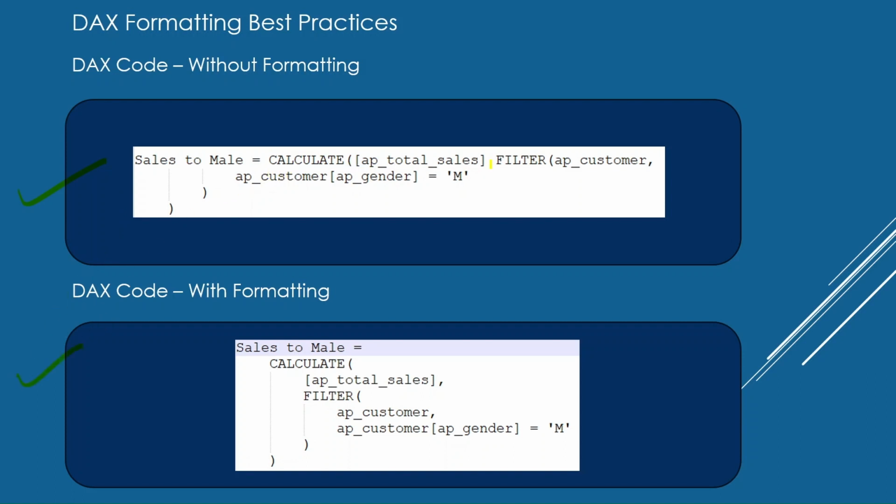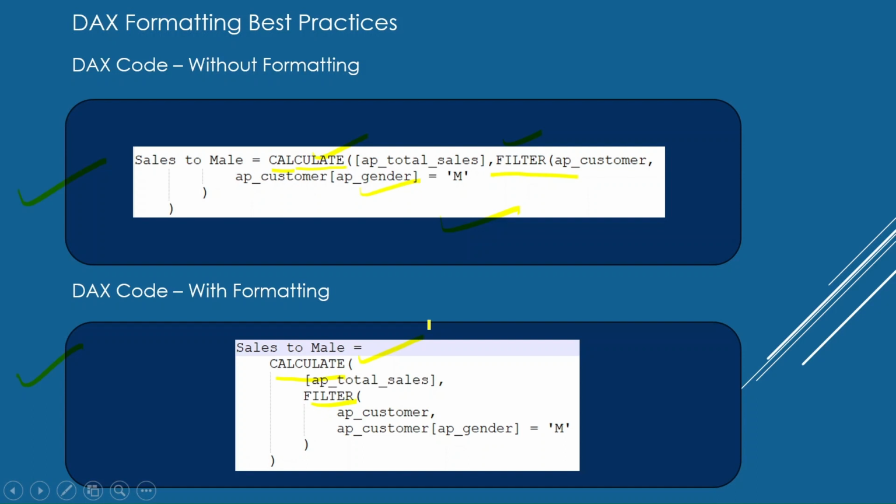Here, this is a very small example, but let's consider one thing. We are not able to figure out the relationship between CALCULATE and FILTER, because this is one single line of code. But here it is clearly visible that CALCULATE and FILTER, these two different components, are present, and this FILTER component is a part of CALCULATE. Here we are not able to figure out that FILTER is a part of this CALCULATE component.